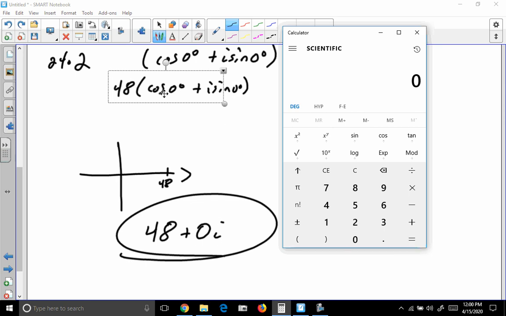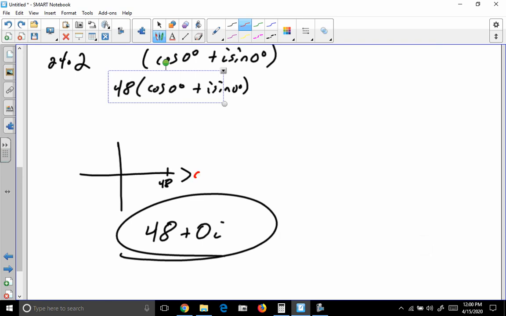So whether we distribute that and multiply it out, or whether we just recognize if we're in this direction, 0 degrees, so that's straight to the right. If we're straight to the right, we're not up any and we're not down any. So our imaginary part would have to be 0. If we're straight to the right, then our horizontal component, which is the real component, is 48. So that's what we're looking for in this one.